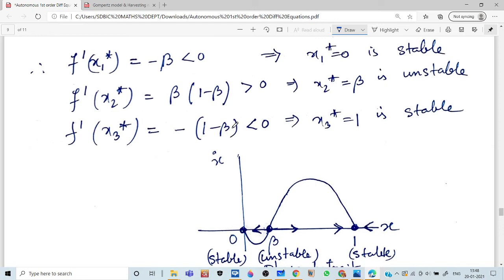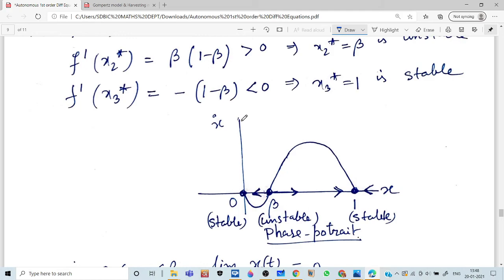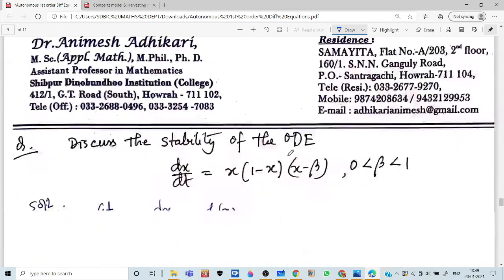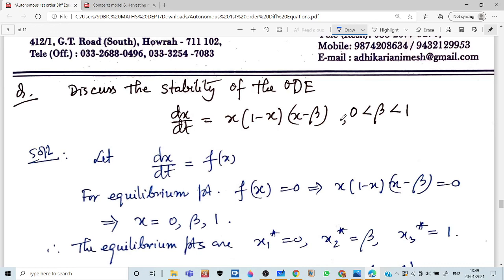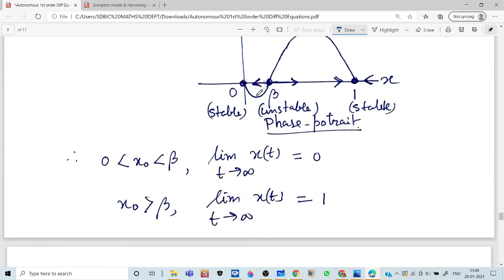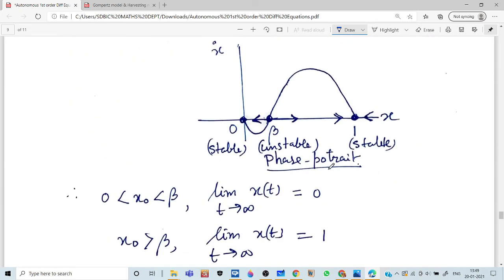So beta lies between 0 and 1, so this is obviously a positive quantity, and this has a negative sign. So f'(1) is less than 0, so x3 star equal to 1 is a stable equilibrium point. If you draw the graph for x(1 - x)(x - beta), you get this type of graph, and from this phase portrait: 1, beta and 0. Beta is unstable, 0 is stable, 1 is stable.